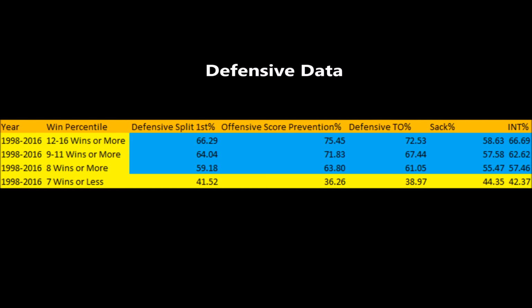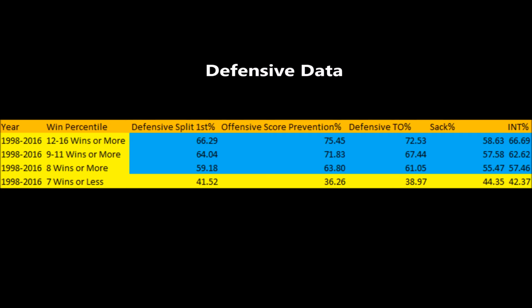It's the opposite. So, defensive split: first down conversion rate. This is about the defenses preventing first downs from being made. The defenses that do this better than everybody else typically win more games. Offensive score prevention percentage is just like the offensive score percentage, but it's the prevention of offensive scoring.